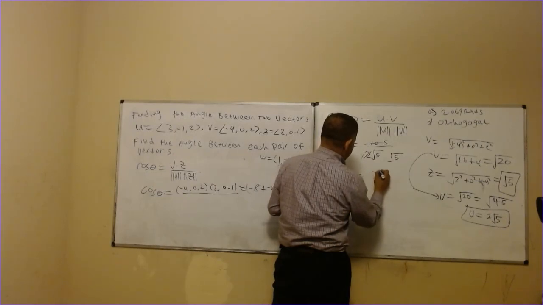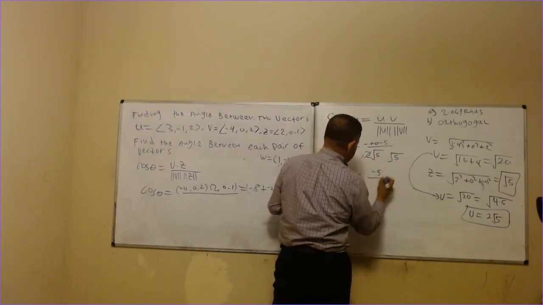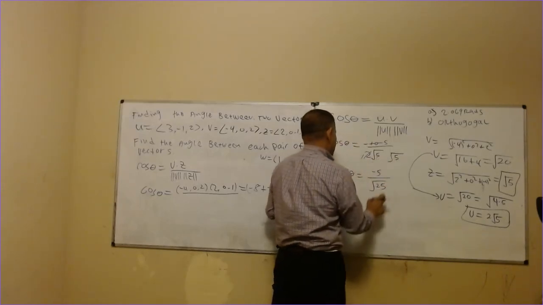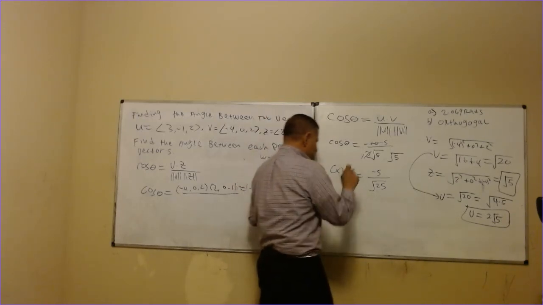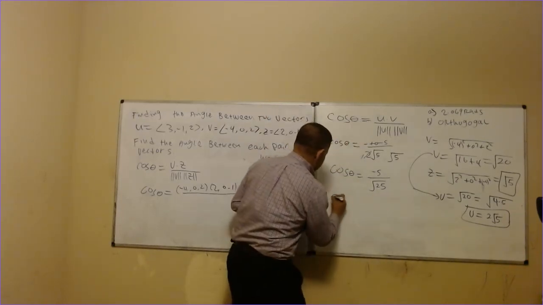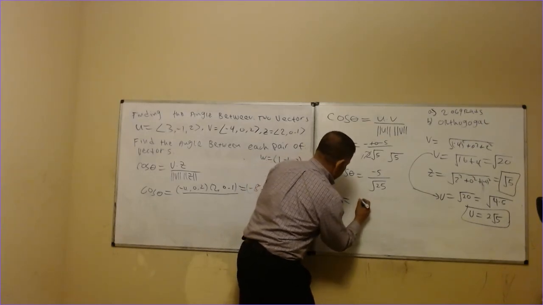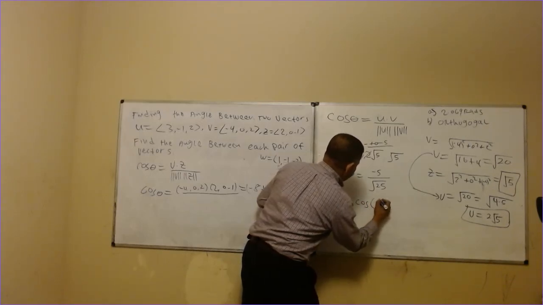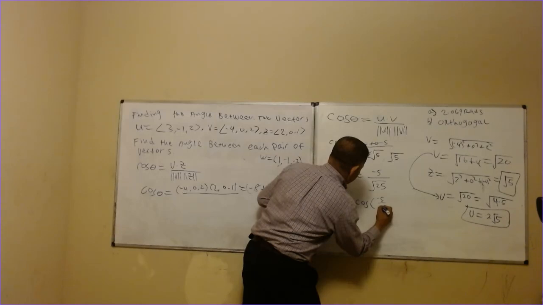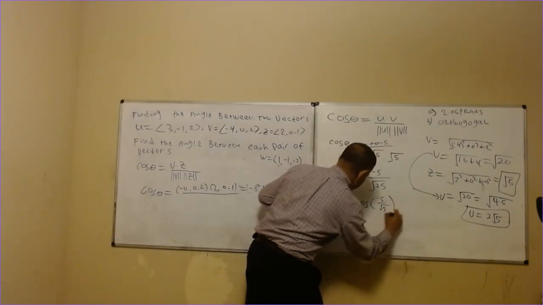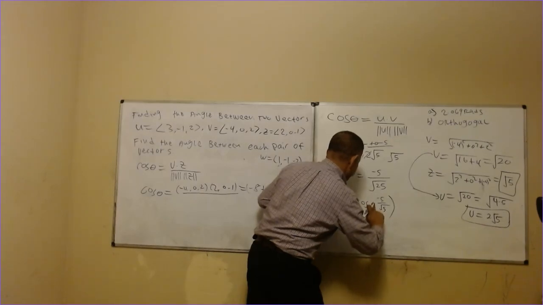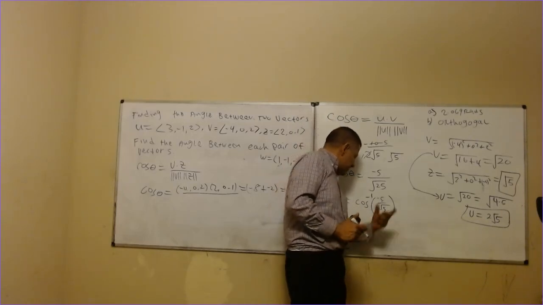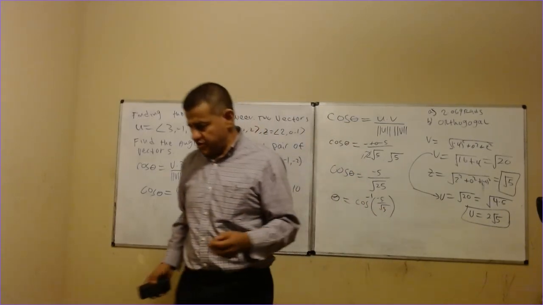So now I get negative 5 over this times this, which is going to be equal to 25. Now if I do the inverse cosine of that, theta is equal to the inverse cosine of negative 5 over the square root of 5. So take the inverse cosine of that, and that will give me the angle between those.